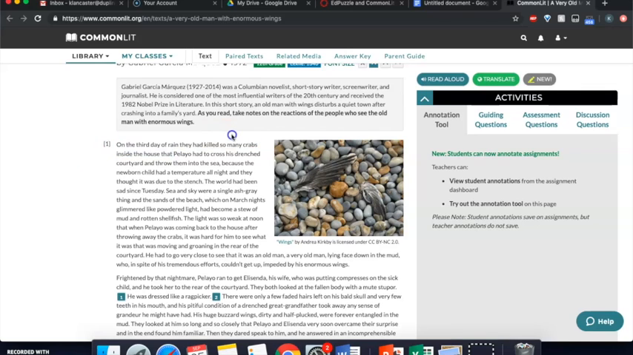On the third day of rain, they had killed so many crabs inside the house that Pelayo had to cross his drenched courtyard and throw them in the sea because the newborn child had a temperature all night and they thought it was due to the stench.